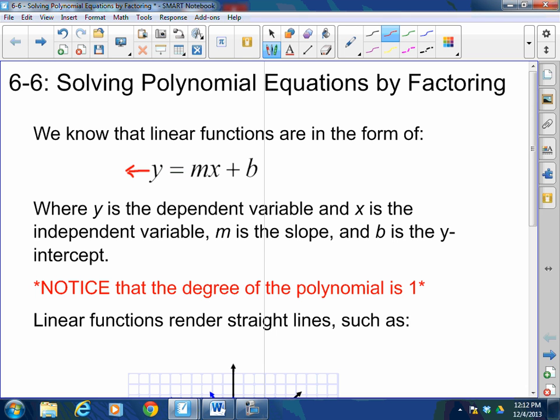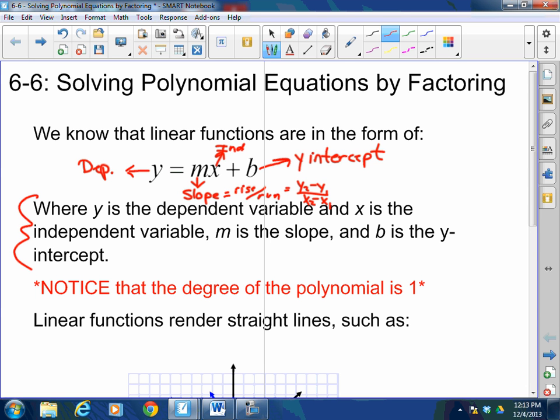Remember that y is the dependent variable. It depends on x. X is the independent variable. M is my slope. Remember that slope is the rise over the run, and the equation is y2 minus y1 over x2 minus x1. And remember that b is my y-intercept, and that is the y value on the y-axis when x is 0. Everything I just said has all been described right here.